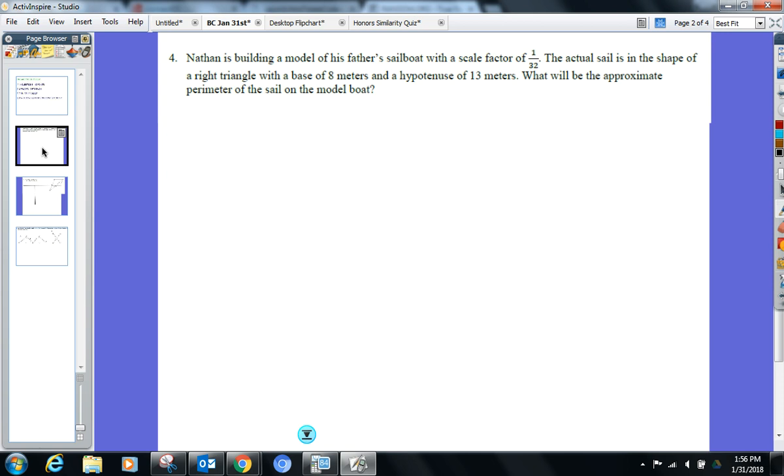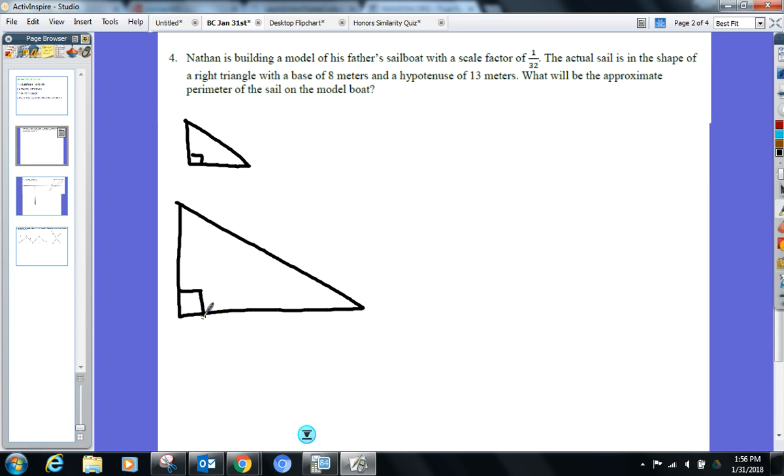Okay, so the perimeter of the model sailboat. You have a small sailboat and an actual sailboat. They're both in the shape of a right triangle. I give you this scale factor of 1 to 32. What's that telling me? That's the ratio of the corresponding sides, 1 over 32. And it tells me the base of the actual one is 8 and the hypotenuse is 13.